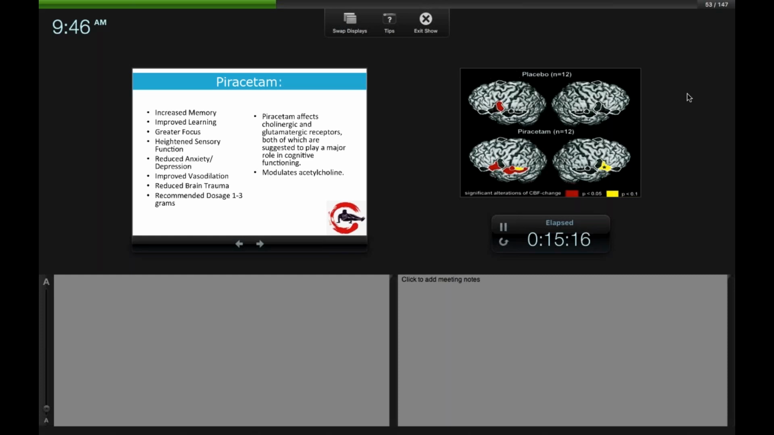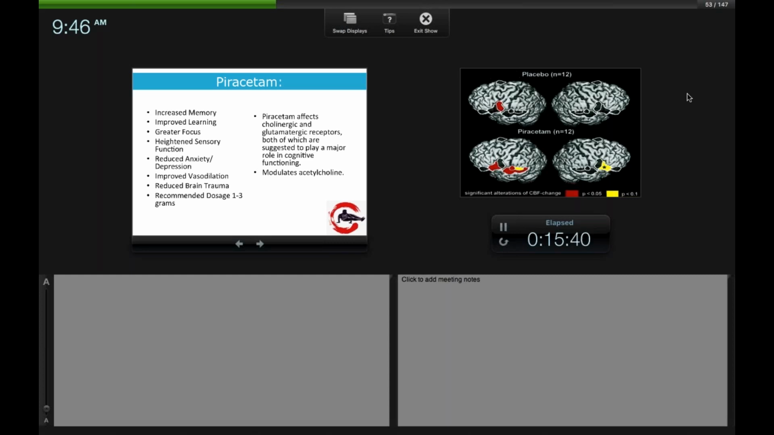These are all the studies I give you. These have all been peer reviewed. There's some amazing things. I'm just giving you the bullet points. Increased memory, improved learning, greater focus, heightened sensory function, reduced anxiety and depression, improved vasodilation, reduced brain trauma. 1 to 3 grams. I gave Cade about a gram, and it was probably too much the first time, so start slow.